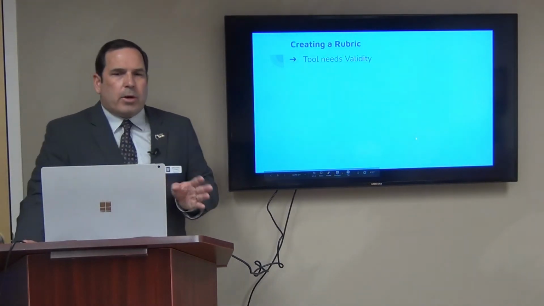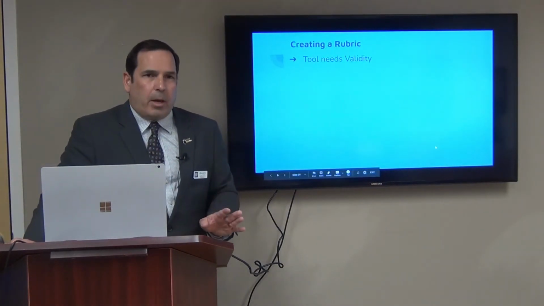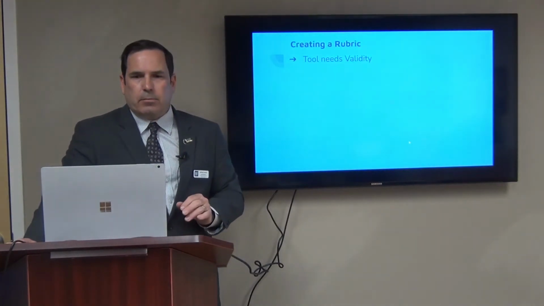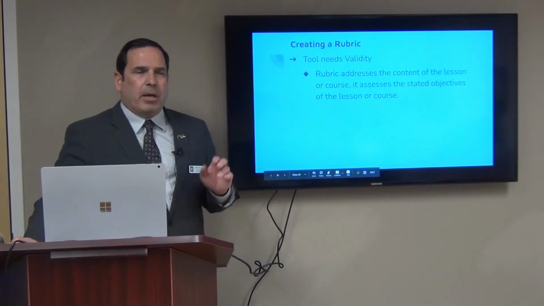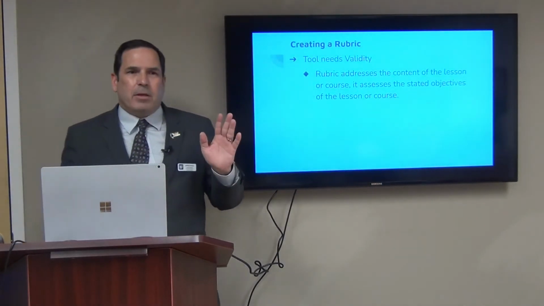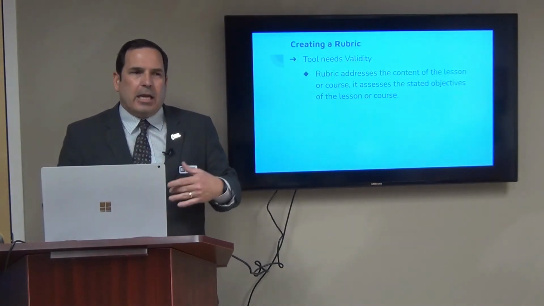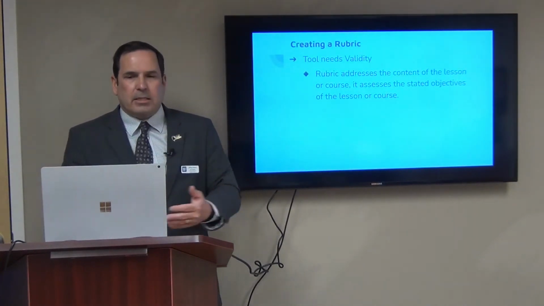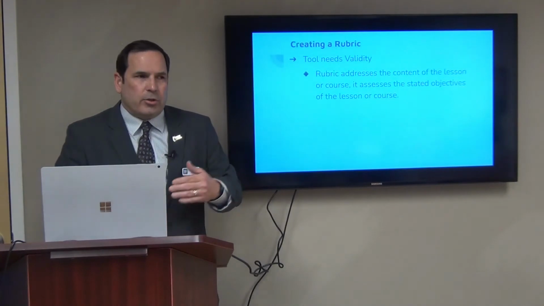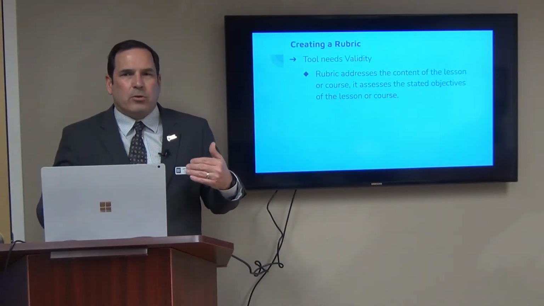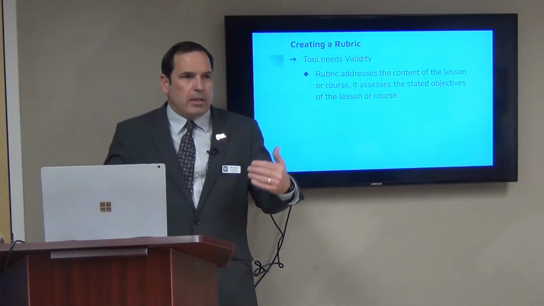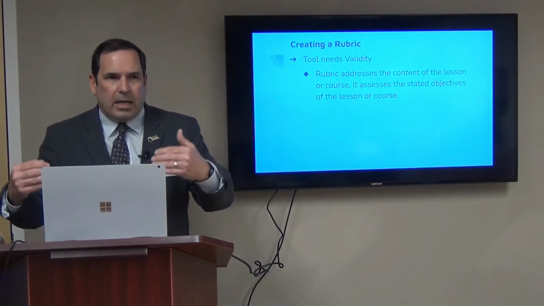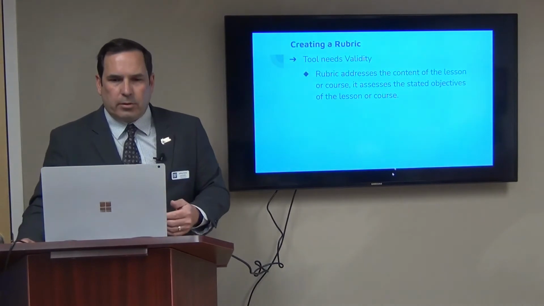Now, when you are creating a rubric, you don't have to do Quality Matters. You can do something that's specific to your institution. But your tool needs to be valid. You need a valid tool. And a valid tool is one that addresses the content or what's involved in the lesson or the course, and it's going to make sure it covers the topics or objectives that are in the course. What is being presented? What is the goal? That tool is valid if it covers those goals.